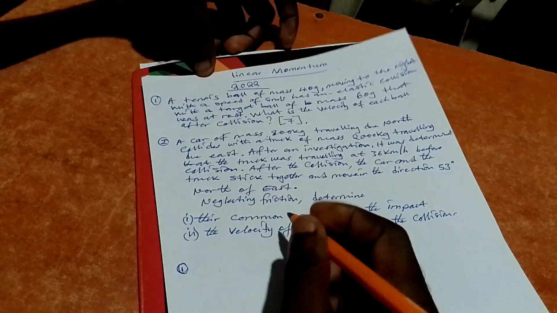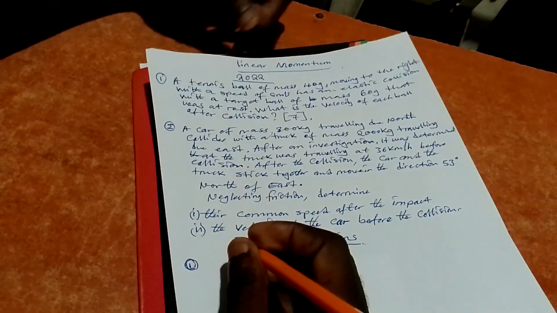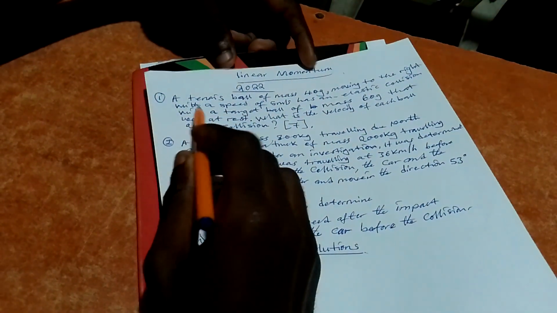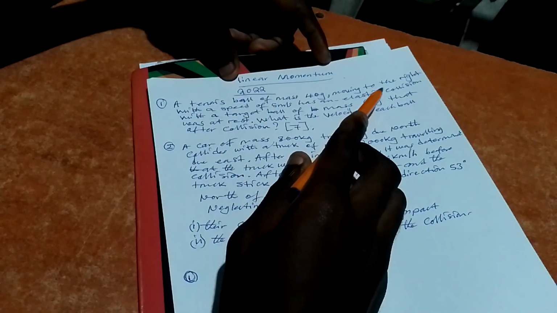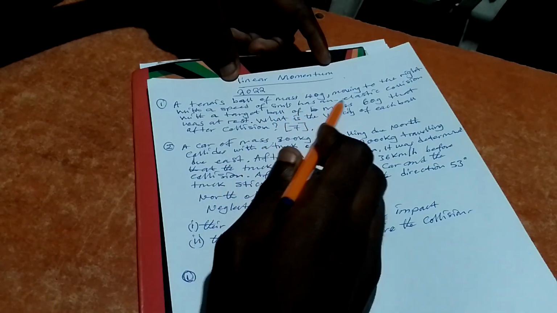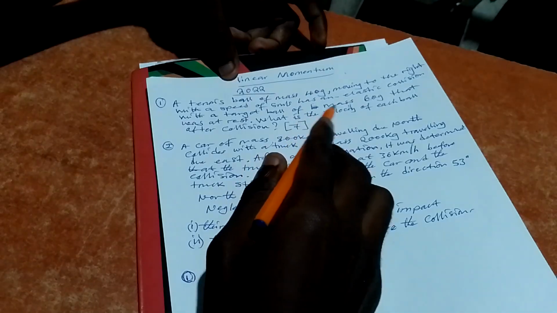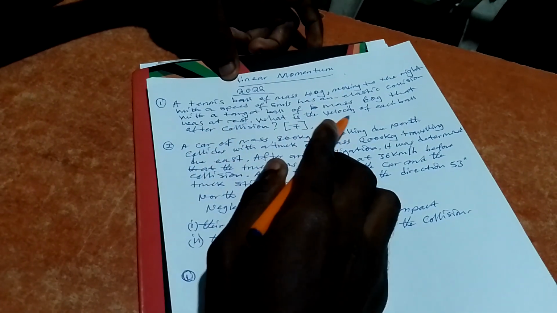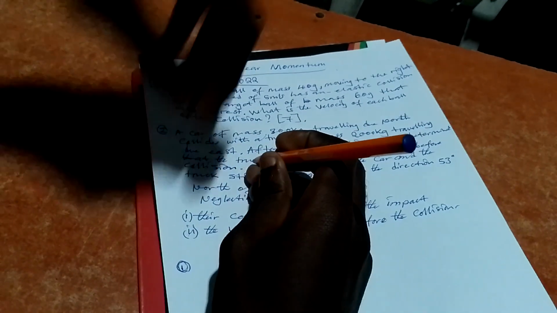Okay, so let's start with this question. Question 1 from 2021-2022, test 2. The first question is: a tennis ball of mass 40 grams moving to the right with a speed of 5 meters per second has an elastic collision with a target ball of mass 60 grams that was at rest. What is the velocity of each ball after collision?